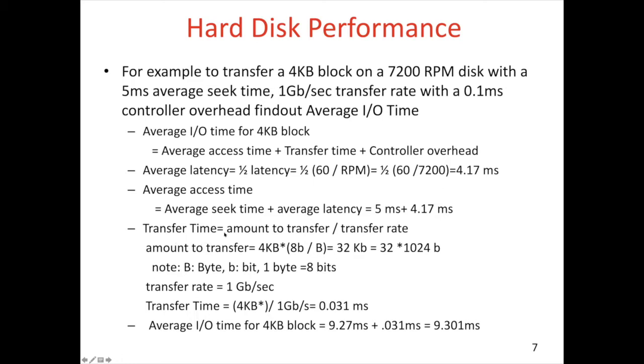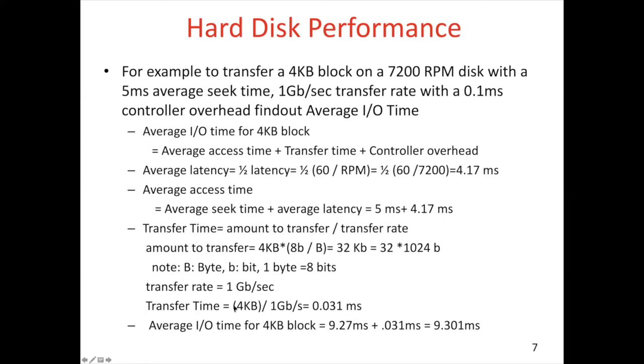The transfer time is equal to the amount to transfer divided by the transfer rate. The amount to transfer is given here as 4 kilobyte. Note that capital B stands for byte and small b stands for bit, and 1 byte is 8 bits. So to convert this into bits, 4 kilobyte multiplied by 8 bits per byte is equal to 32 kilobit, which is equal to 32 multiplied by 1024 bits. This stands for kilo and bit. And the transfer rate is given here as 1 gigabit per second.